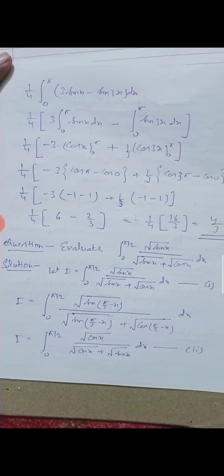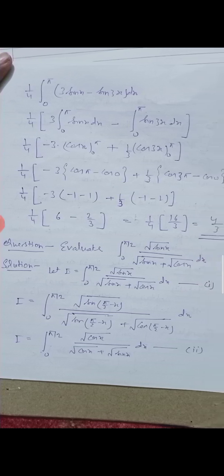Now the new question, integral 0 to pi by 2 of root sin x whole upon root sin x plus root cos x dx. For solving, let I be equal to integral 0 to pi by 2 root sin x whole upon root sin x plus root cos x dx. This is equation first. Again I is equal to integral 0 to pi by 2 root sin (pi by 2 minus x) whole upon root sin (pi by 2 minus x) plus root cos (pi by 2 minus x) dx. This is I is equal to integral 0 to pi by 2 root cos x whole upon root cos x plus root sin x dx.